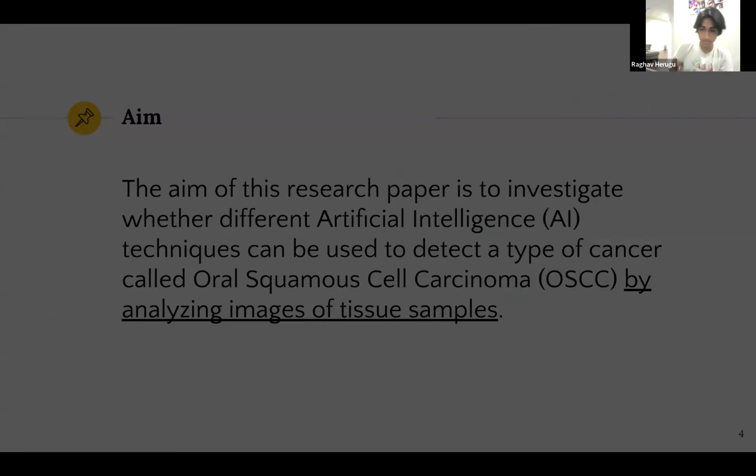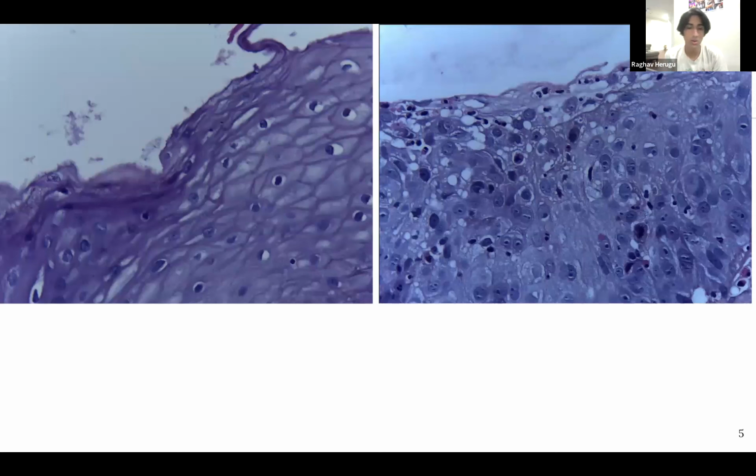Next slide, please. So I'd now like to share with you a glimpse of the very raw material that powered our AI models, the microscope images used in the study.